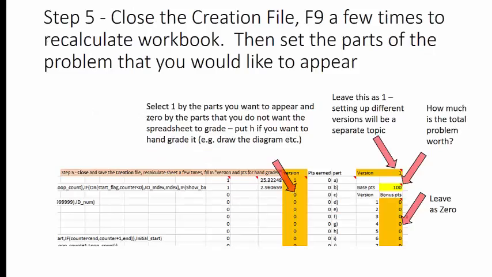Next, you will close that creation file that you had open earlier. You could have done that a few steps earlier, but now's as good a time as any. And in step 5, you will put zeros on all the parts that aren't going to be machine graded.